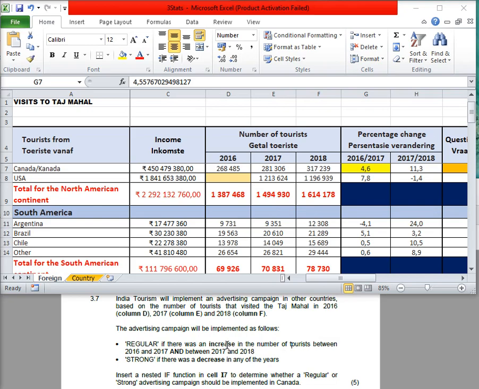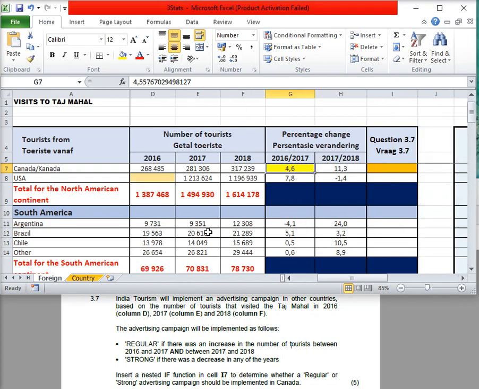Regular if there was an increase in the number of tourists between 2016 and 2017 and between 2017 and 2018, or strong if there was a decrease. Insert a nested if function into cell I7 to determine whether regular or strong should be implemented. Right, so they've told us exactly what cell we need to use, so let's just have a look at what we're looking at here. Now the first thing to understand is what it is that we need to be aware of.